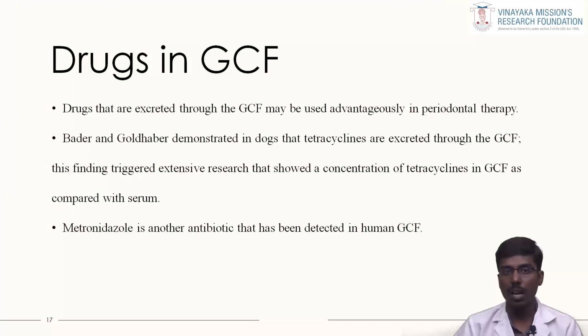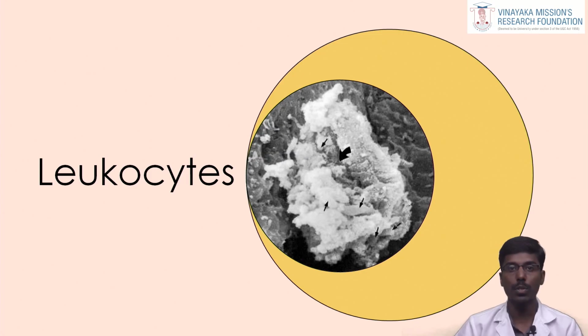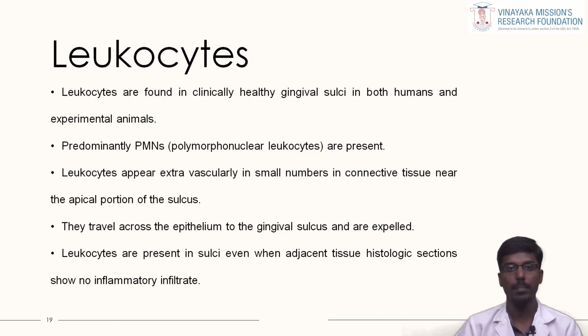Now let us see what are all the drugs that can be excreted in the GCF. The most important drugs that can be seen in the GCF are metronidazole and tetracycline. Now coming on to the second part, that is the leukocytes. These leukocytes can be found even in the clinically healthy gingiva under the base of the pocket in the connective tissues, even though there is no inflammation seen in the adjacent connective tissues.